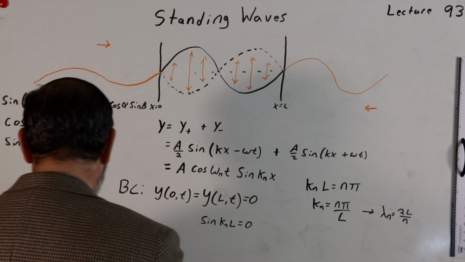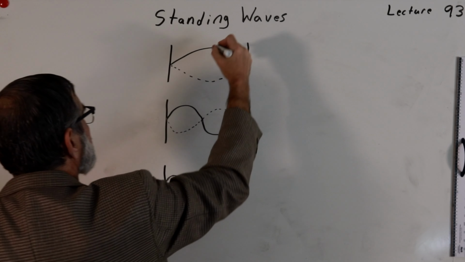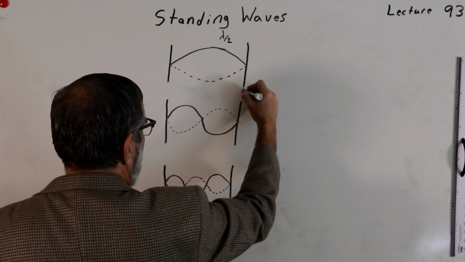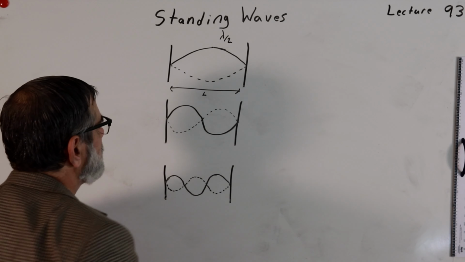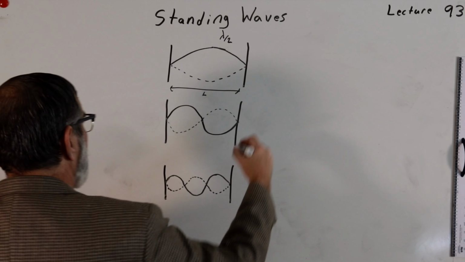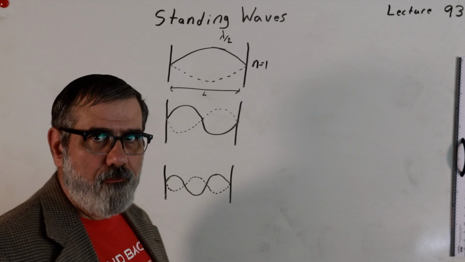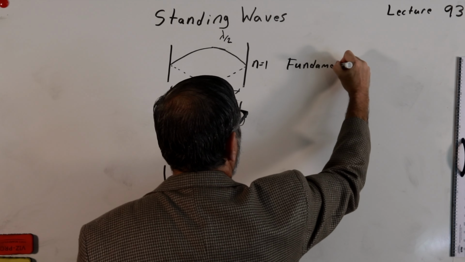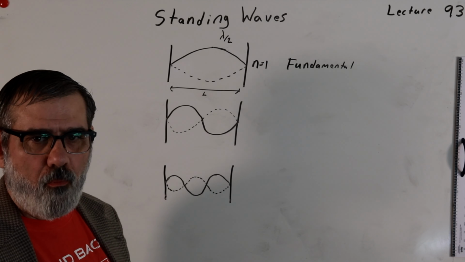Let me draw a picture to illustrate this. This would be the longest wavelength that we can fit into this cavity. Here we would call this lambda over 2, where the cavity length is L. Don't forget that. This would be the n equals 1 wave, which we call the fundamental. You've got the 2 nodes at the end, but no additional nodes in the wave.